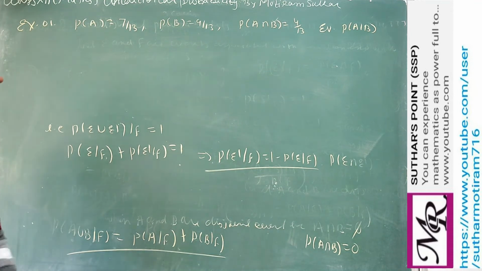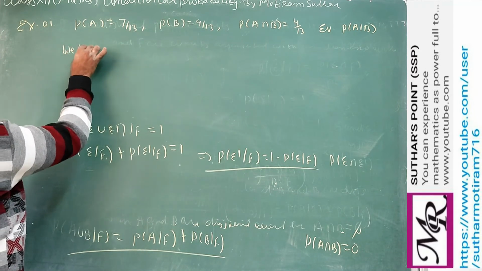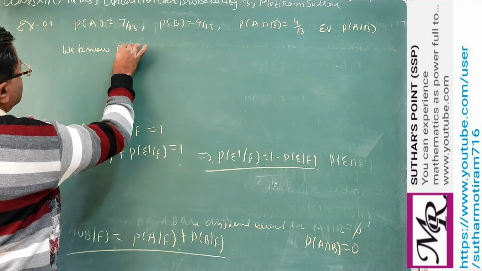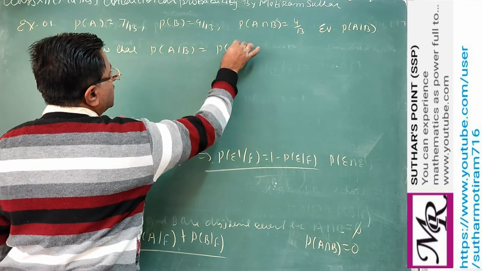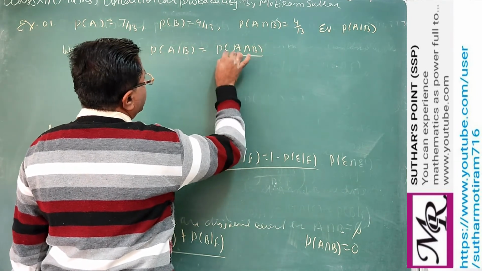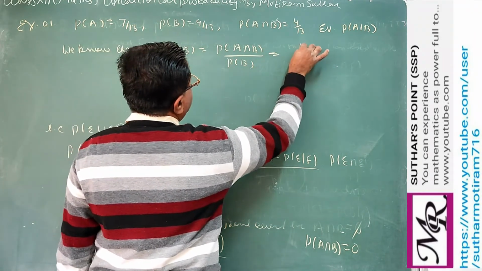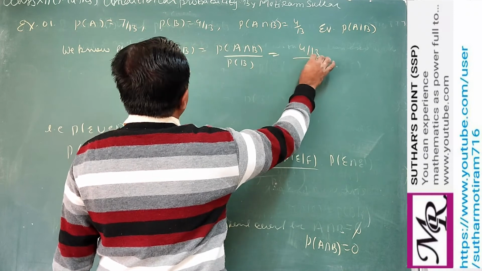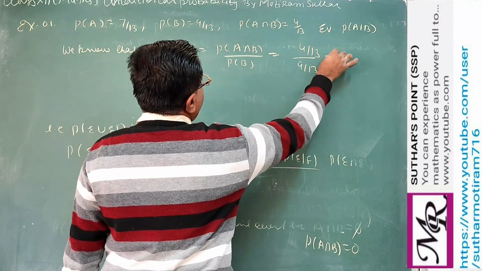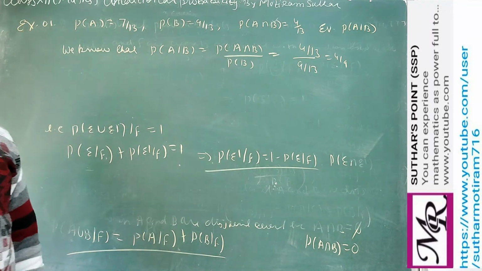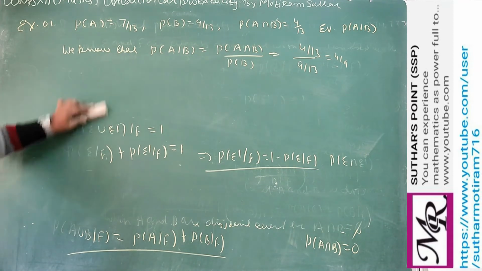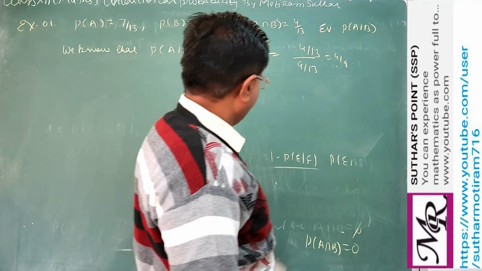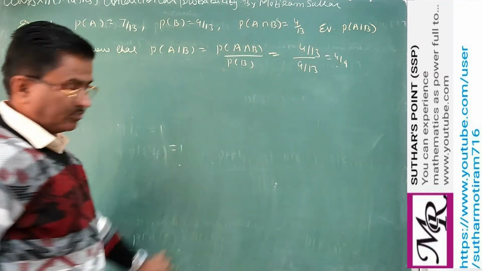Three probabilities are given. So as we know, in the solution we write the conditional probability P(A|B) is equal to P(A∩B) divided by P(B). Put the value 4/13 upon P(B) 9/13. So that is 4/9. So in this way you can use the formula, these are direct examples. You have to use the formula and you get the answer. Next one, see the example, that is very important.